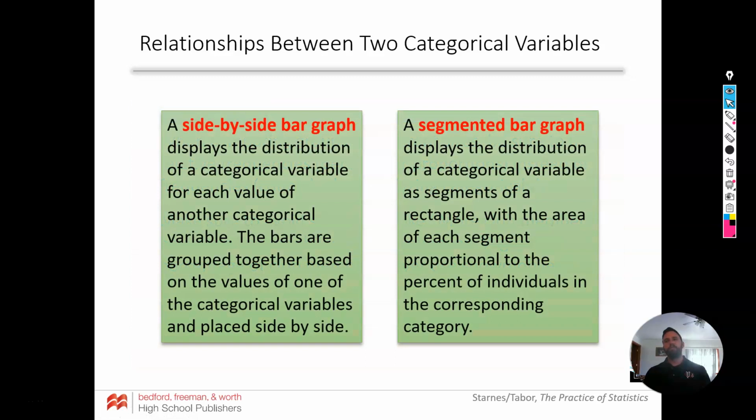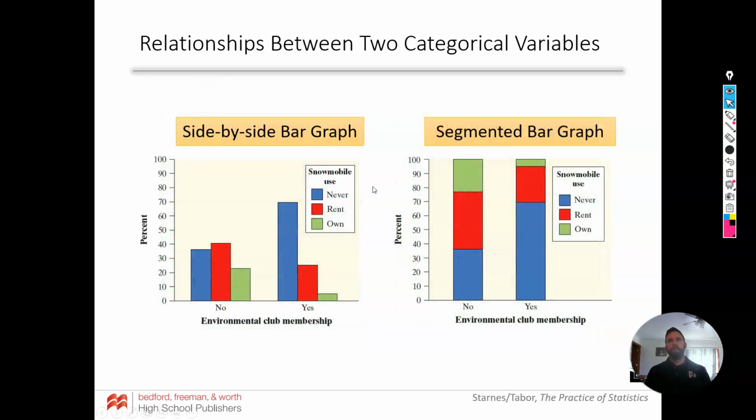Now, two ways to do it. You can do a side-by-side bar graph or a segmented bar graph. Here's what those look like. You guys have seen before. Segmented bar graphs kind of stink to make, but you guys can do it. We're going to do it in class. I'm not going to spend a lot of time here. But you can see, looking at these two groups, there is a difference between them, right? More people have never used a snowmobile in the environmental club, right?